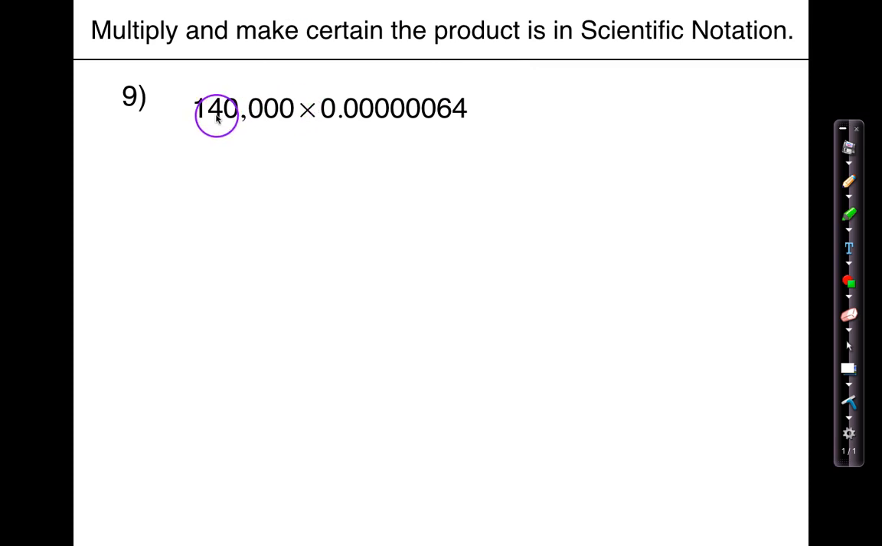First, I'm going to go ahead and decide where the decimal goes. I'm going to say it's right here. So first, we're going to do 1.4 times 10 to the. Starting at the 1.4, I'm going to count decimals. 1, 2, 3, 4, 5.